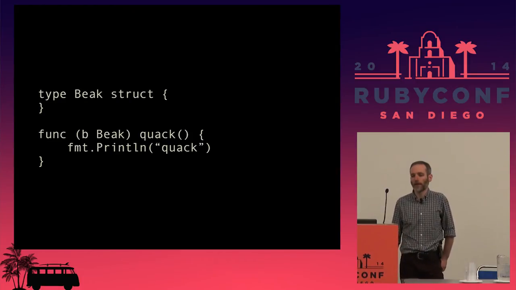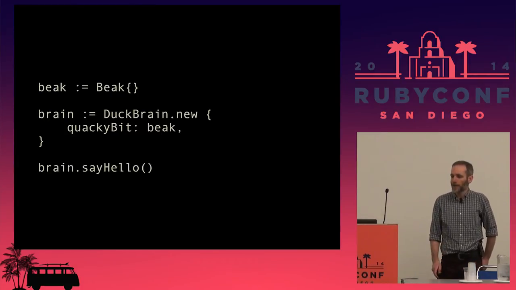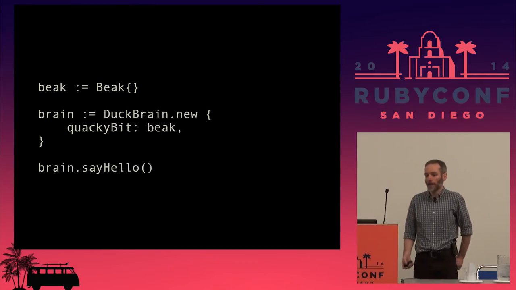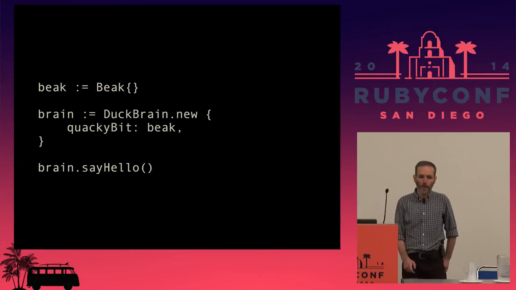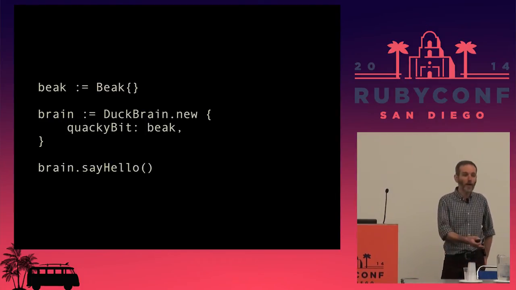So we can stick it all together now. We can instantiate a new beak object. And then we can instantiate a new duck brain object. And we can set the attribute of quacky bit to be this beak. And then finally, we can call say hello on this brain object. And that will call the quack method on the beak. And that will just print quack out to standard out.